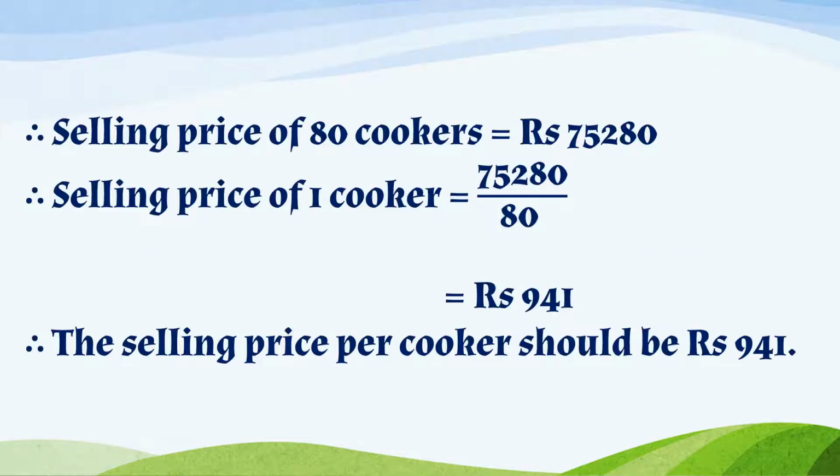So the selling price of 80 cookers is equal to rupees 75,280. Therefore, the selling price of one cooker is equal to 75,280 divided by 80. When you divide, you will get rupees 941. So the selling price per cooker should be rupees 941.